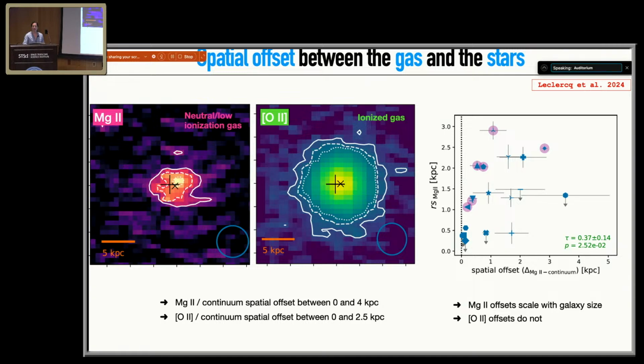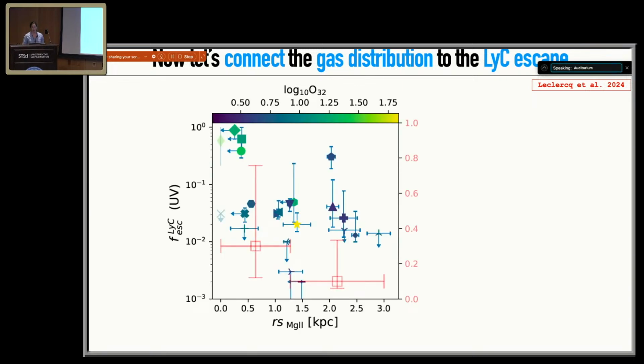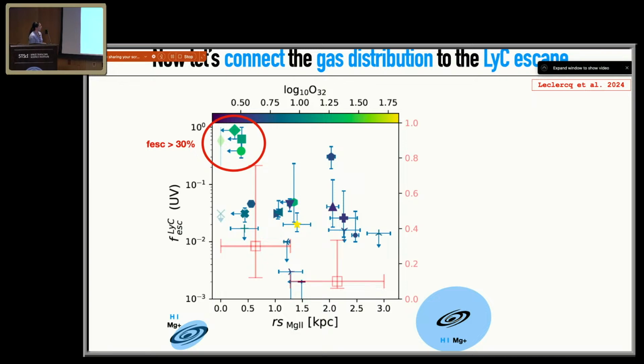Now that we have characterized the spatial distribution of those galaxies, let's connect those properties to the Lyman continuum escape. This is the Lyman continuum escape fraction as a function of the size of the magnesium II, the neutral and low ionization gas. What we see is that the strong leakers, with escape fraction higher than 30%, are all compact or even unresolved in our data, compared to the weaker leakers. I'm just highlighting this one, which is also a strong leaker, but with extended neutral gas around it. I'll come back to this later.